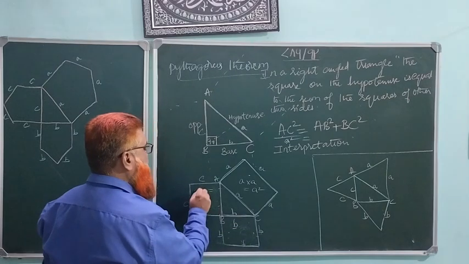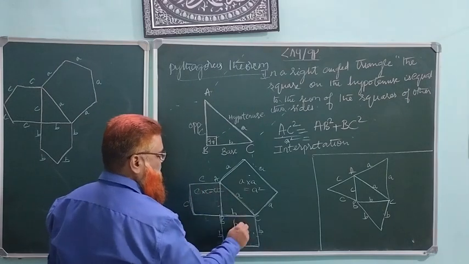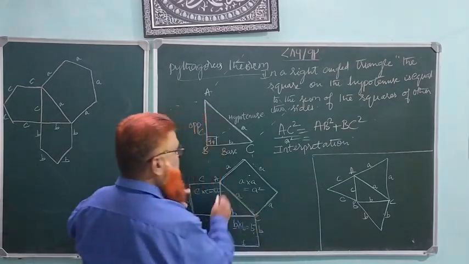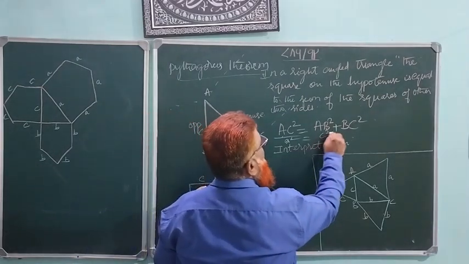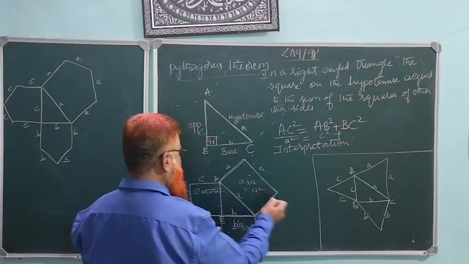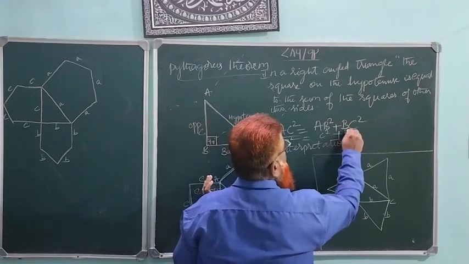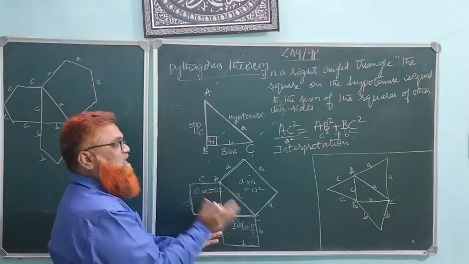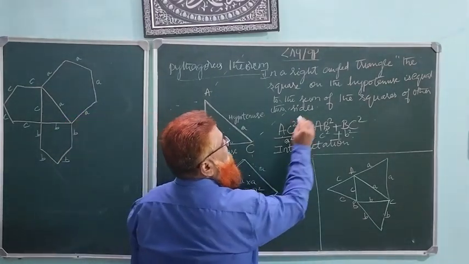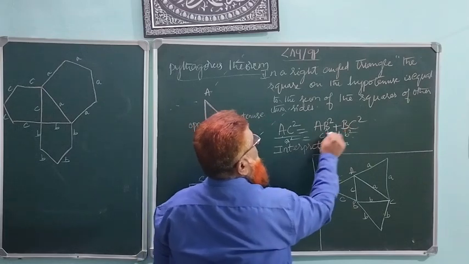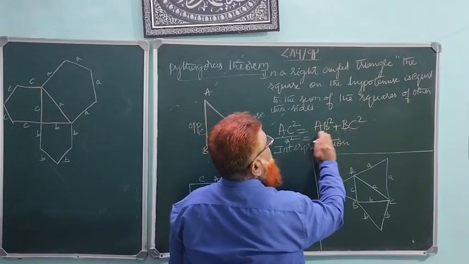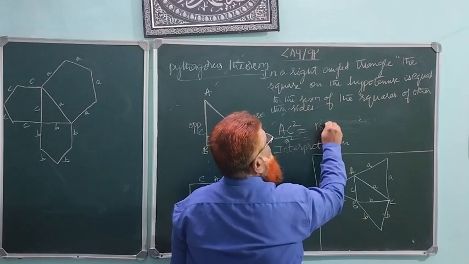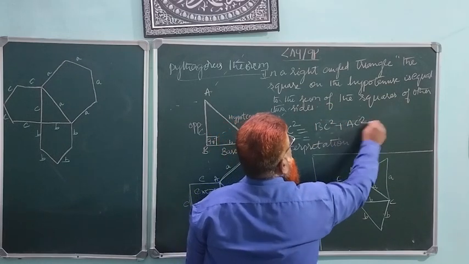B into B and this is C into C, which is equal to C square, which is equal to B square. Now, what is AB? AB is C square. What is BC? BC is B square. The square on the hypotenuse is equal to the sum of the squares of the other two sides. Therefore, AC square is equal to BC square plus AB square. You can just write like this also.